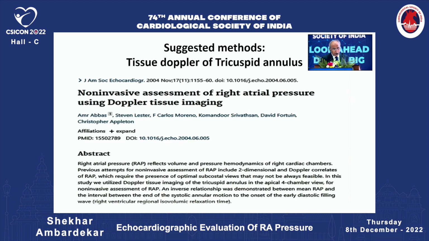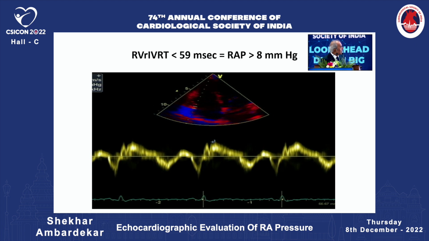And one more method using tissue Doppler imaging is the right ventricular regional isovolumic relaxation time. So what is that? Right ventricular regional isovolumic relaxation time is after the systole. Systole has ended here and diastole begins here. That is, flow begins here. So this particular interval, if it is less than 59 milliseconds, then RA pressure is more than 8. That means the flow started earlier, so RA pressure is high.